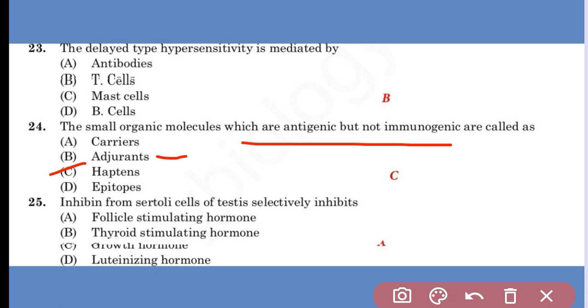So the answer of this question is a hapten. Then the next question: inhibin from a Sertoli cell of a testis selectively inhibits. The inhibin is a protein secreted by the Sertoli cells of a testis in a man and by the granulosa cells in a woman. It inhibits the synthesis and release of the follicle stimulating hormone in the pituitary gland. So it selectively inhibits FSH, that is, follicle stimulating hormone.